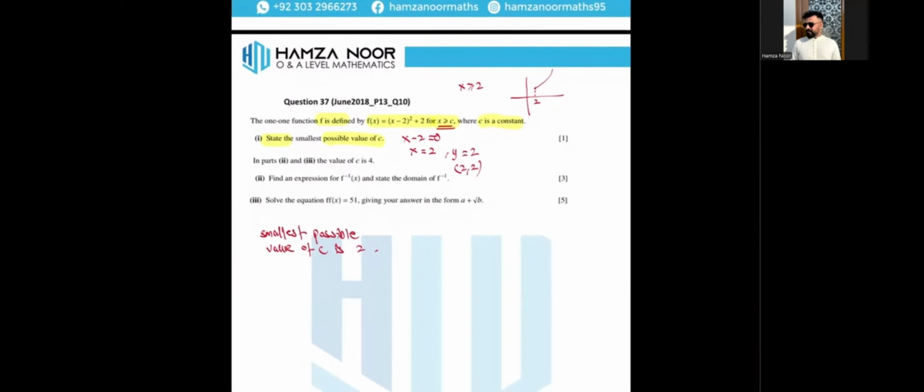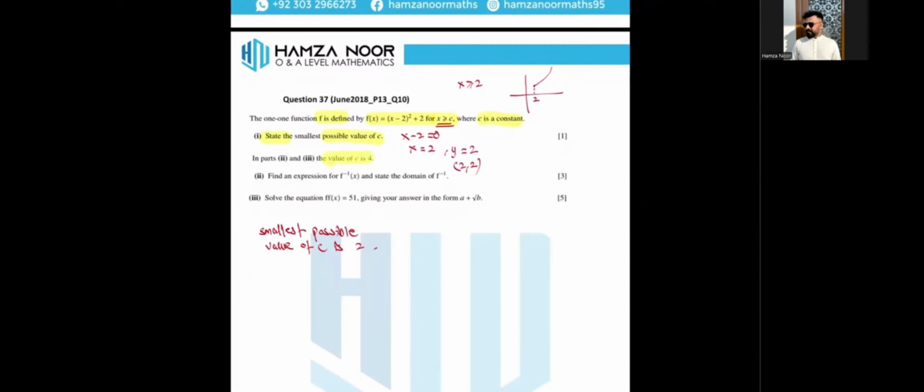In parts 2 and 3, the value of c is now 4. Okay, and the requirement for part 2 is find an expression for f inverse x and state the domain of f inverse. Okay, so first thing first, what we want is the inverse function. So the first step is that f(x) is equated with y. So y is equal to f(x), meaning y will be equal to (x minus 2) whole squared plus 2.